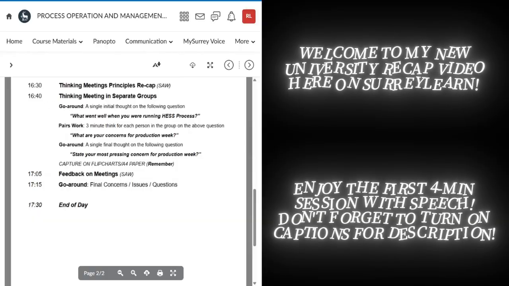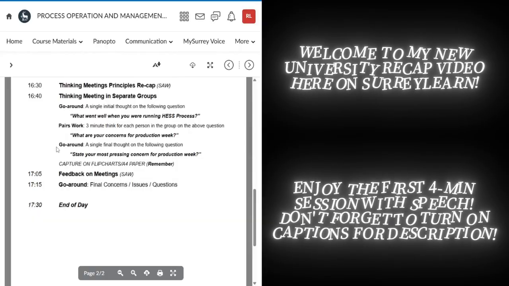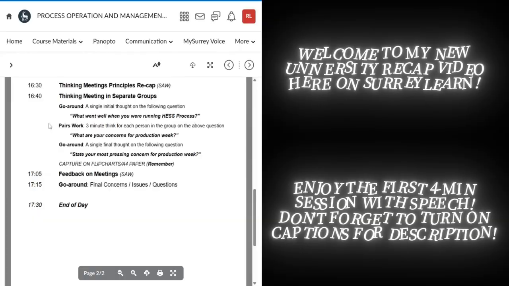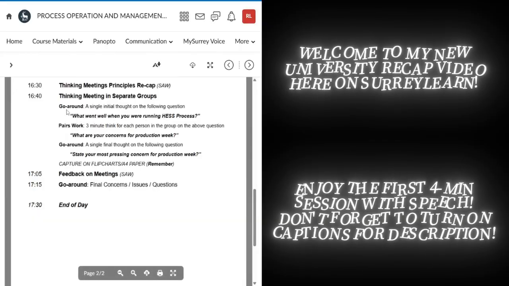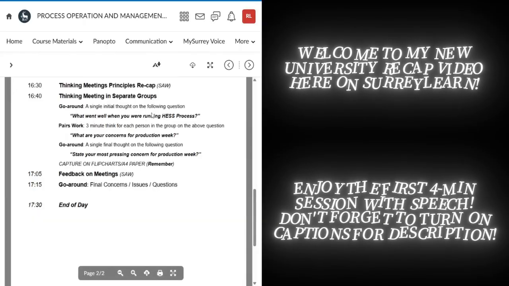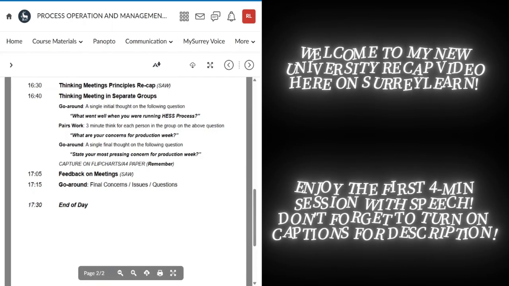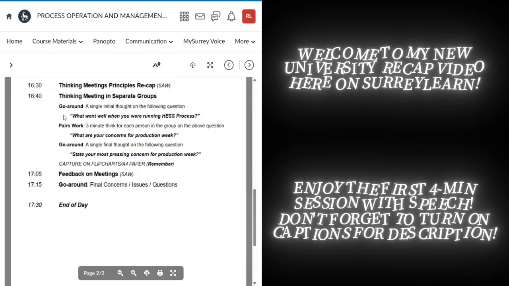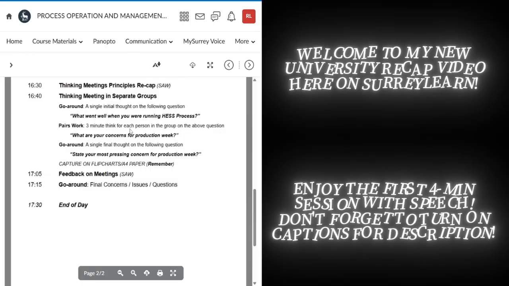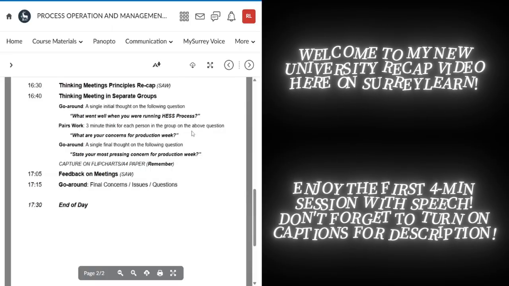At 16:40, shortly after, in separate groups, we had the following interesting dialogues and conversations. Go around: a single initial thought on the following question. What went well when you were running the process? Followed by pairs walk: a 3-minute think per person in the group on the question above.